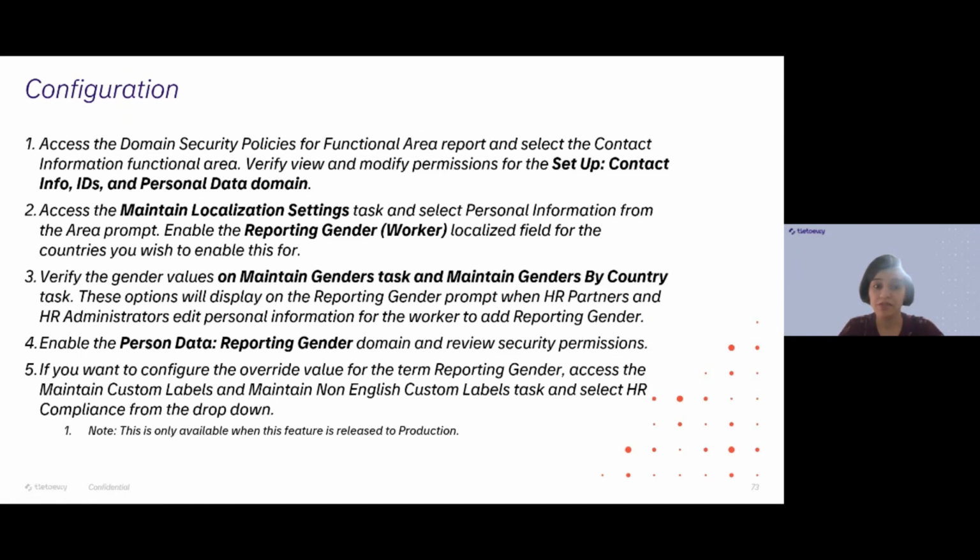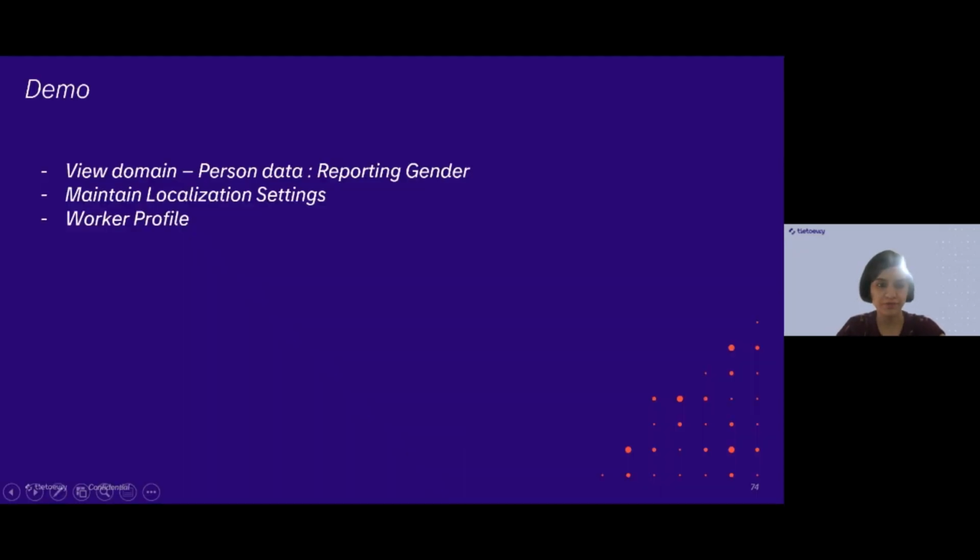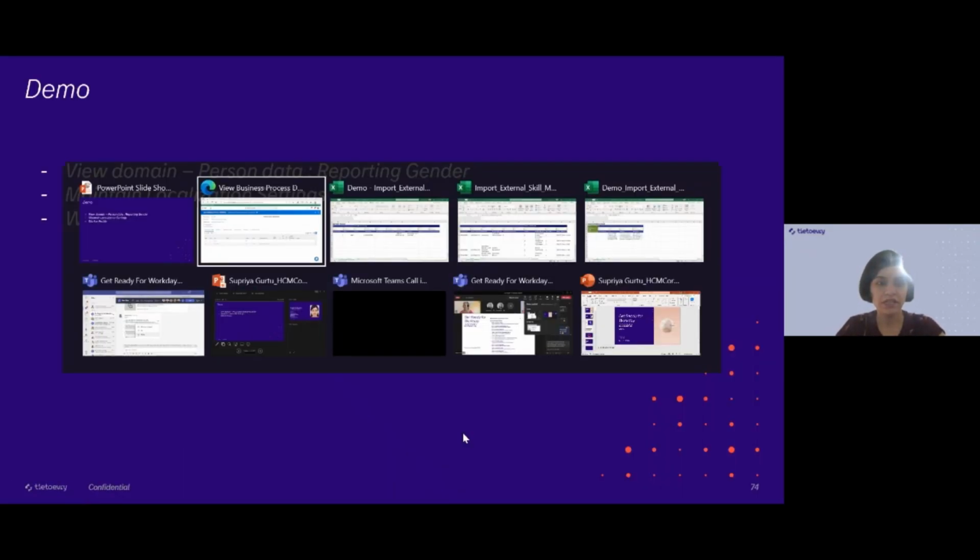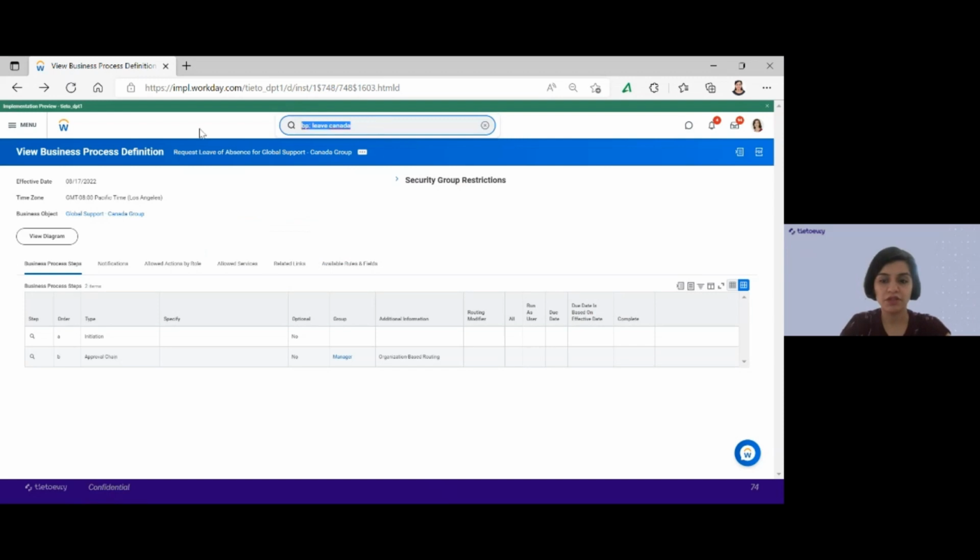And Workday also will allow you to override this term, reporting gender, to another suitable value, which is more suitable to you as a customer, as a user. That is allowed, but not right now, but hopefully this should be available in production. So let's take a quick look at what it looks like.